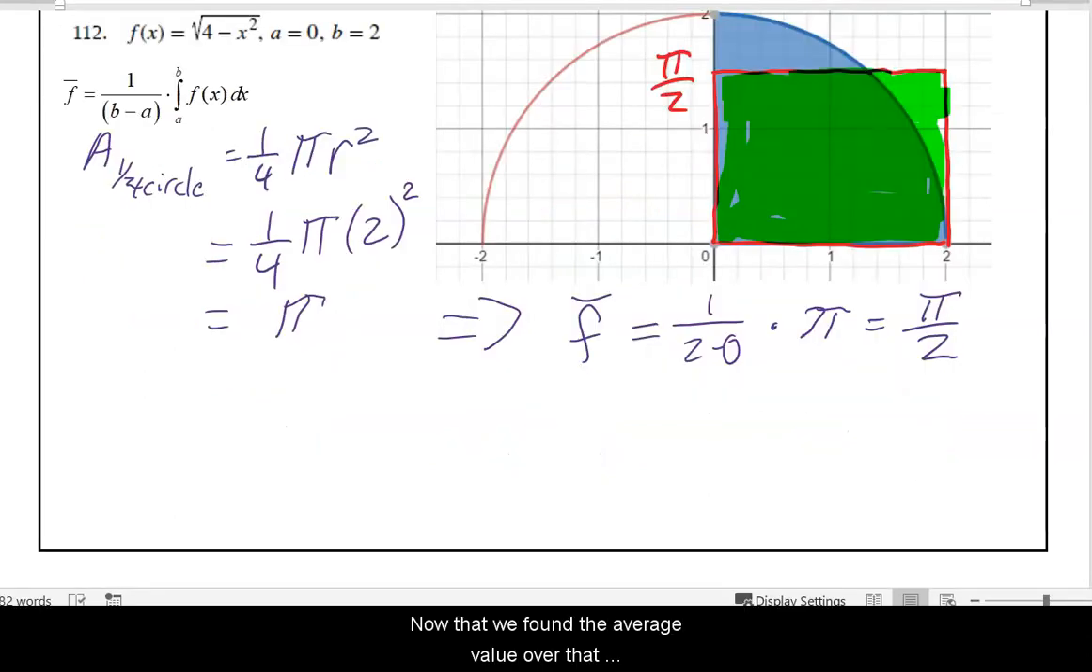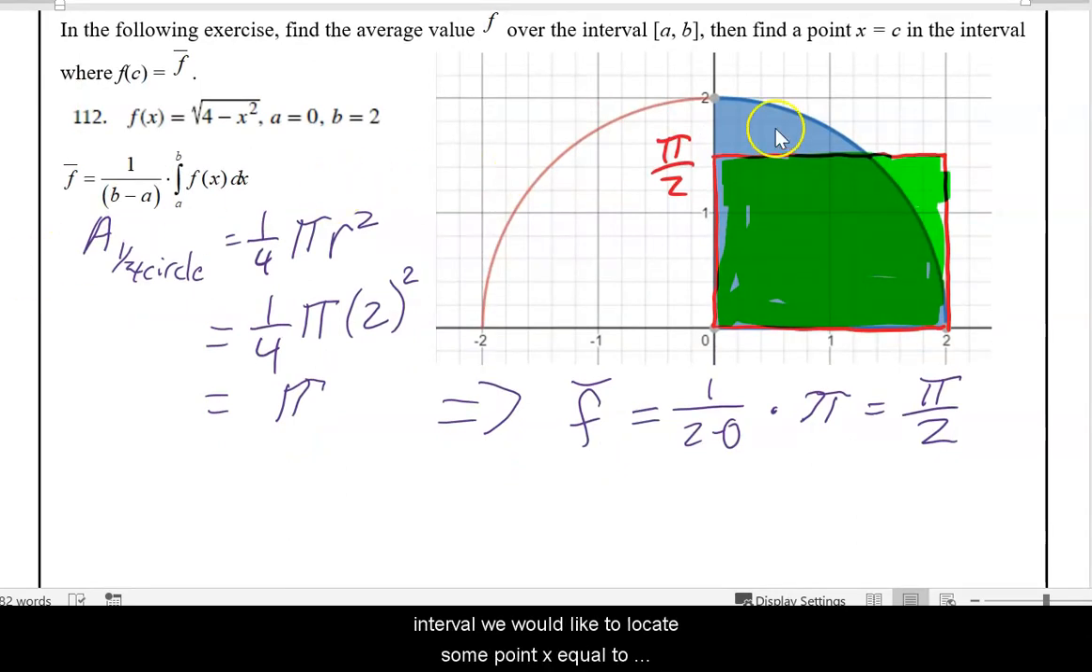Now that we've found the average value over that interval, we would like to locate some point x equal to c in the closed interval between 0 and 2 such that the y value there is pi over 2. In other words, when we're looking at this picture, there must be some point on here that has that value. Let's see if we can find it. From the picture, it is clear that that point must be right here where the purple ball now appears on your screen. Right here is on the semicircle, and it also has height pi over 2.